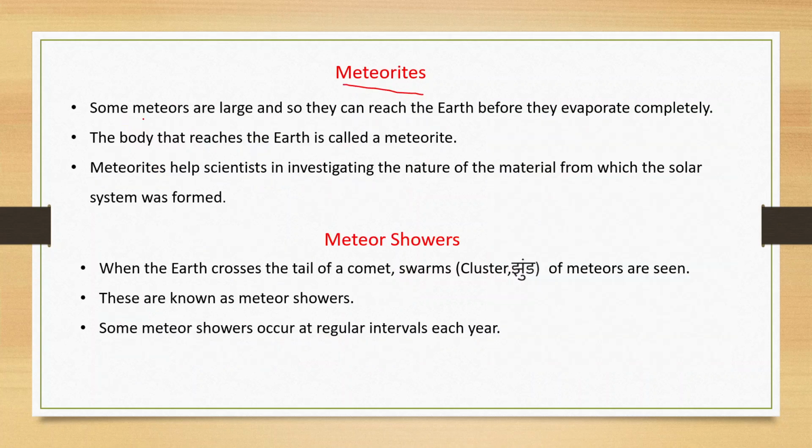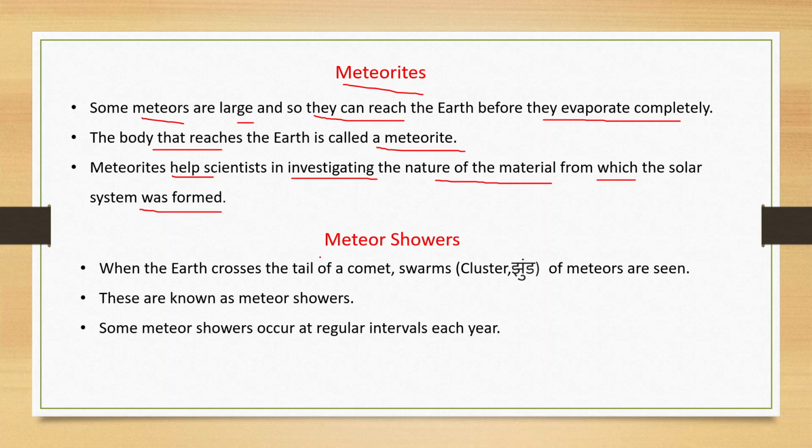Meteorites. Some meteors are large and so they can reach the earth before they evaporate completely. That means they do not evaporate entirely and they reach the earth. The body that reaches the earth is called a meteorite. Meteorites help scientists in investigating the nature of the material from which the solar system was formed.